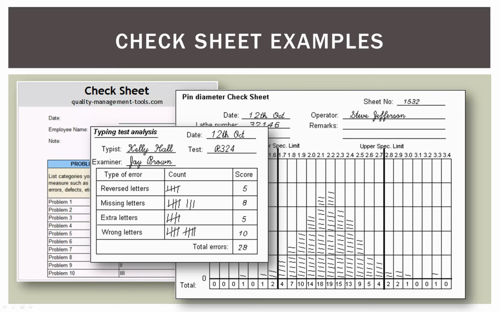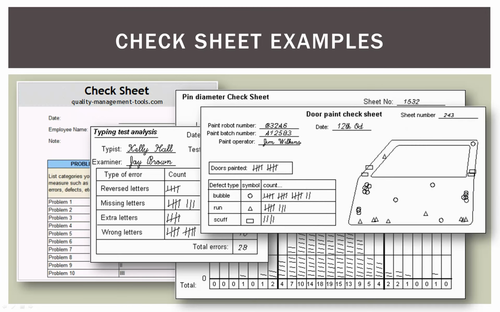Now here is a typing test check sheet. We have the typist and an examiner, and then a list of the types of errors that are made during a typing test, tick marks that keep track of the count, and then of course the score over on the right-hand side. So this is a check sheet for a typing test.